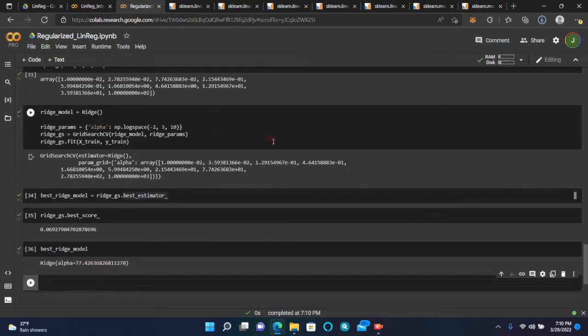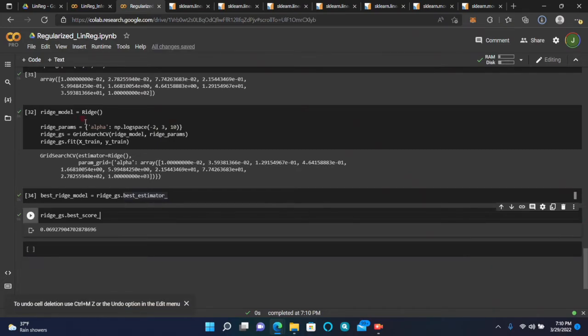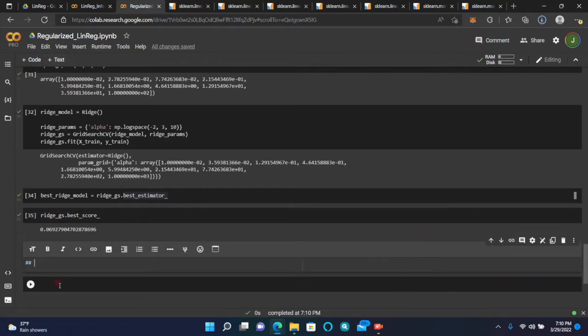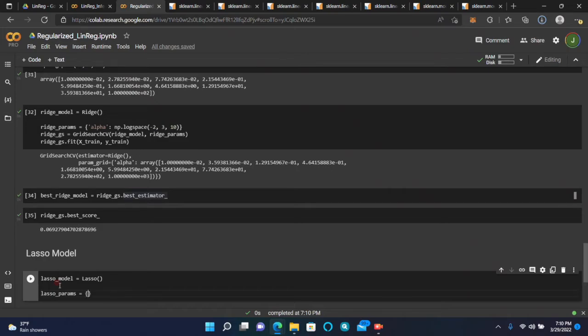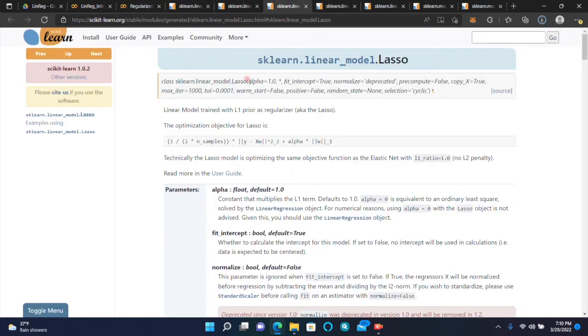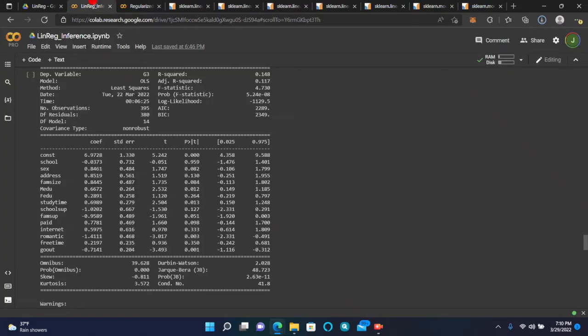$77.42, which I don't see here, but it's there somewhere, I guess. And that's all good. Let's now do a lasso model. And we'll need lasso parameters as well. Now for lasso, which should be this one, it is also called alpha.